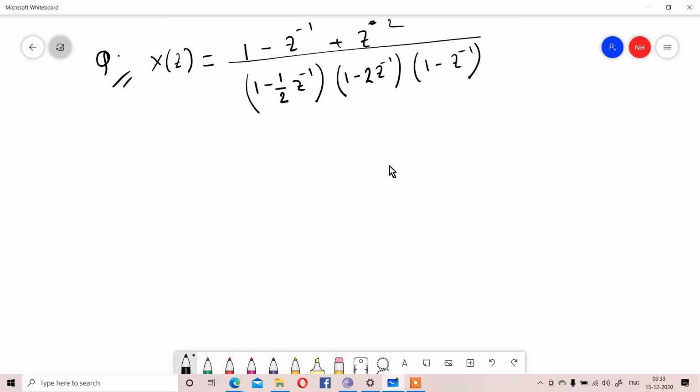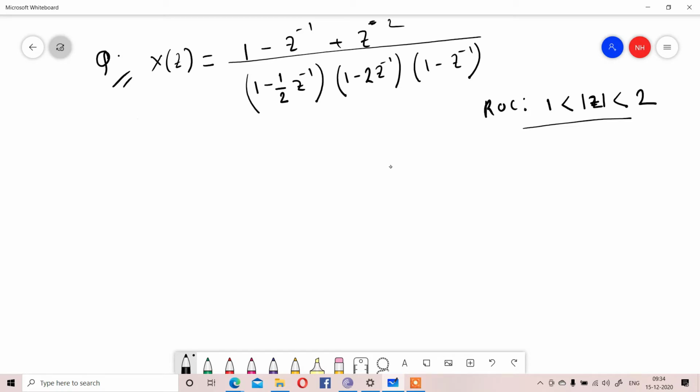You have to calculate x(n), where the ROC is given as 1 less than mod z less than 2. That is your ROC. So depending on that, you have to calculate x(n). For this case, I am showing one example. After that, you have to do it on your own. So just make it clear.